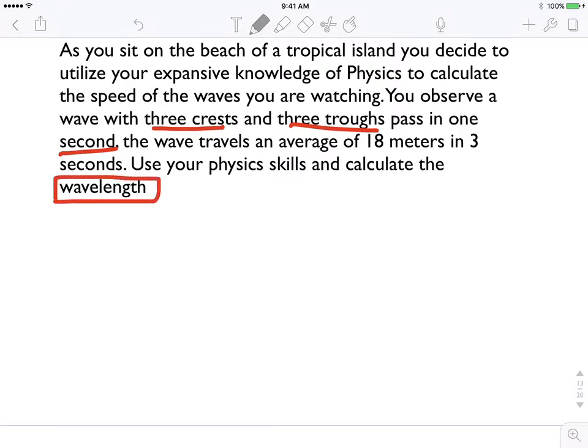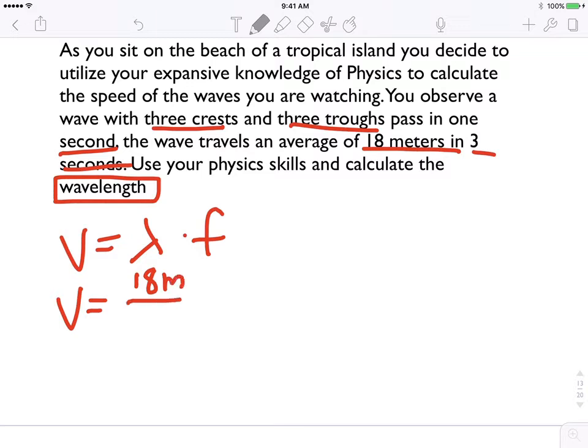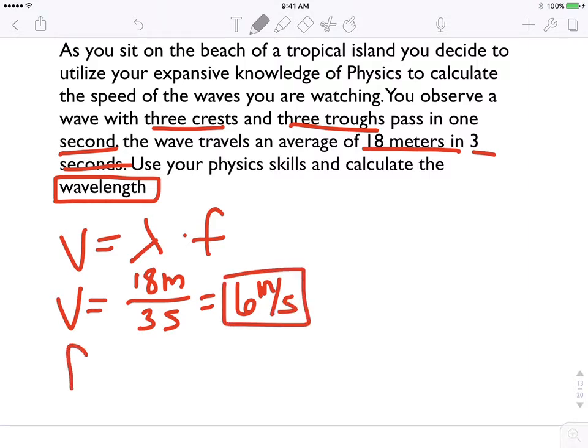All right. So we should use our velocity is equal to wavelength times frequency. But first, let's set up a list of knowns and unknowns. Do we know velocity? Well, not quite, but we could calculate it here. 18 meters divided by 3 seconds, right? Distance over time, so 18 meters divided by 3 seconds. That'll give us 6 meters every second. So that's our velocity.